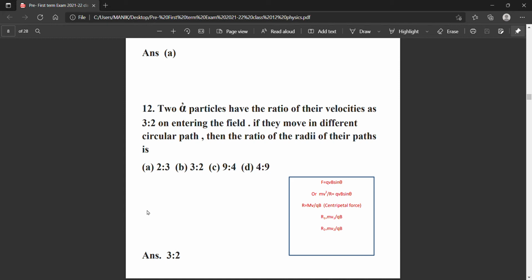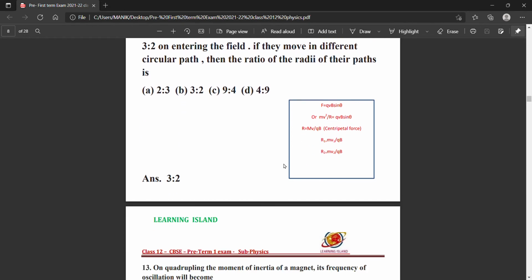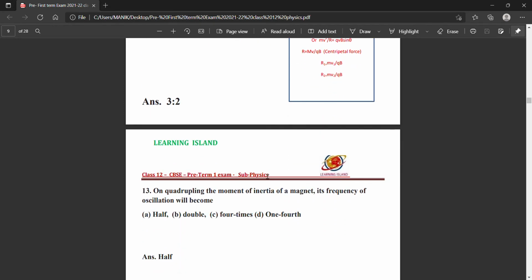they will move in a circular path. So the ratio of the radii of those circular paths will be the same as the ratio of their velocities. So this answer will be 3:2, and here I am also giving you the explanation. The formula is force equal to QVB sine theta, where Q is the magnitude of charge, V is the velocity, capital B is the magnetic field, and theta is the angle. So let's go to the next question.